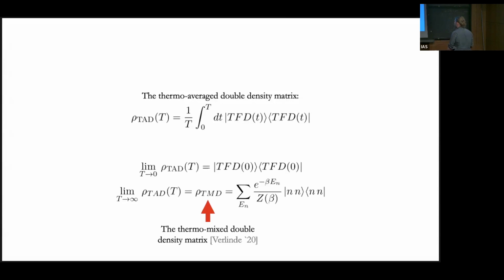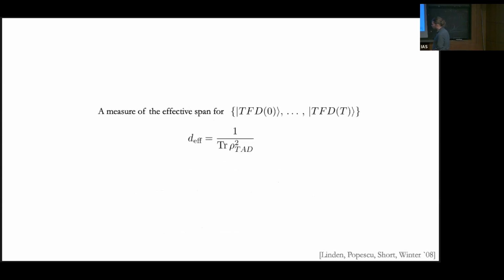As the time goes to 0, this thermal average double density matrix is just the density matrix of a pure state. And as time evolves, at t going to infinity, it becomes a state called the thermal mixed double density matrix, which was discussed by Herman in a paper a year ago. And it's a very mixed state. So it goes from being a pure state to a very mixed state. What can we characterize about this density matrix?